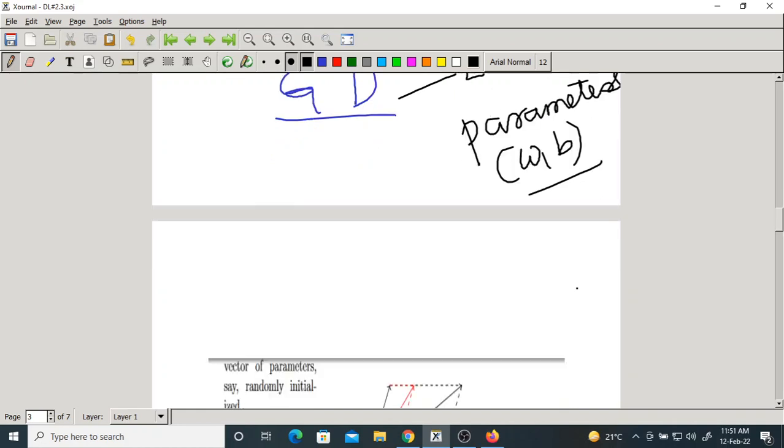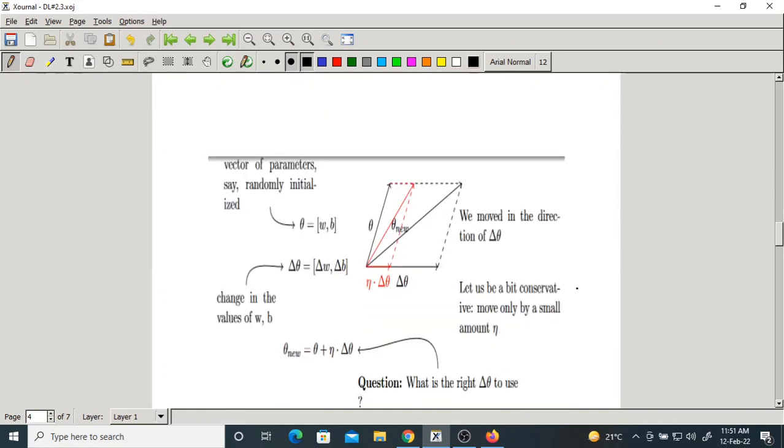What is the input? x. Now, the vector of parameters is randomly initialized. We want to learn these parameters. I am writing them in a vector form or an array form, that is theta. Now, you don't confuse. Theta is a vector containing two parameters, w comma b. Is it okay?